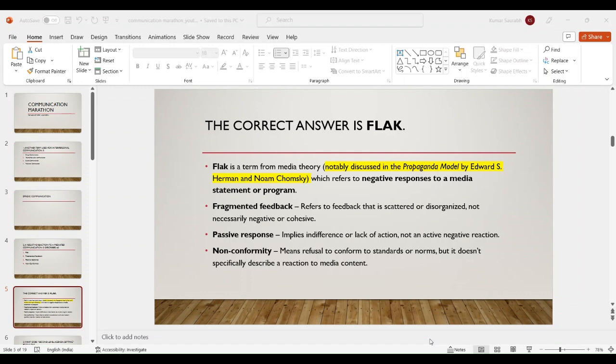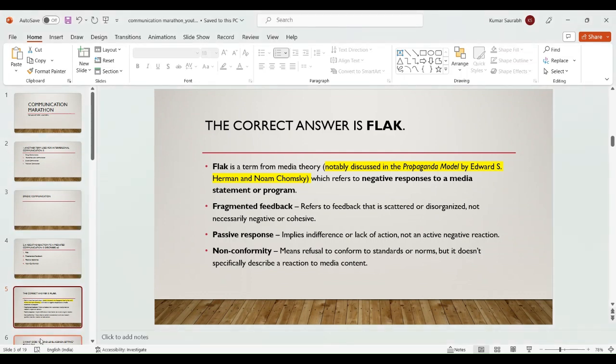Now the other options, let's just talk about that. So the fragmented feedback, it is about the scattered and disorganized kind of feedback, which is not necessarily negative. It could be positive, but it is in a fragmented form, unorganized or disorganized, you can say. Next is the passive response. Passive response is again kind of a negative reaction, and nonconformity means refusal to conform to standard, but that doesn't specifically describe a reaction to media content. So flag is the word when it comes to a negative criticism. When it comes to the criticism, it is always called a flag. Hope it is clear to you.